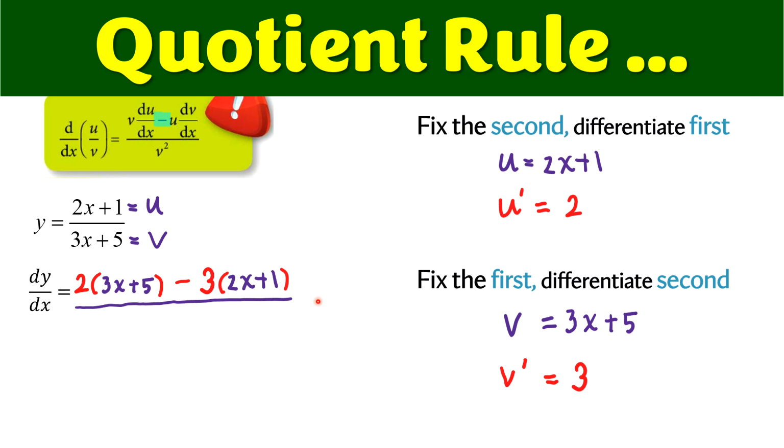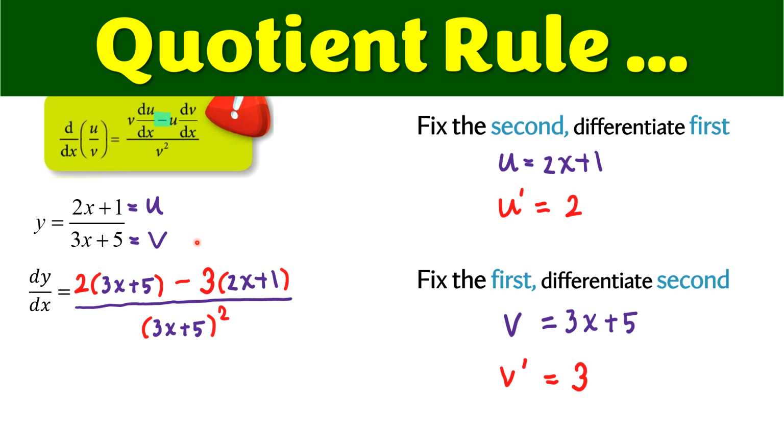Once I have this, I simply apply the formula. This is a fraction, so divide by v squared. Now what is v? v is equal to 3x plus 5. So I must remember to square the denominator. Once I have this, what I simply need to do is simplify the numerator.